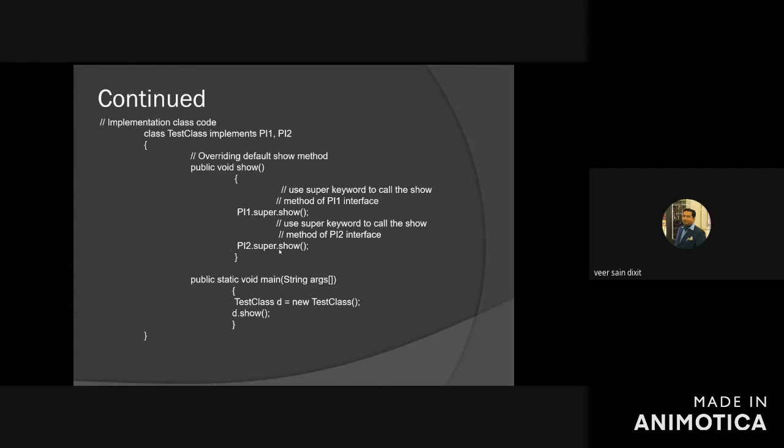The third question is: explain the concept of method overriding with suitable examples, and how to implement it. These are the three assignments you have to do.